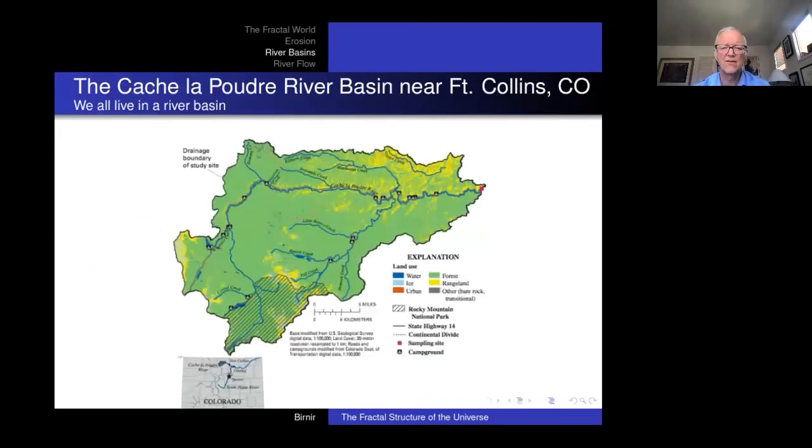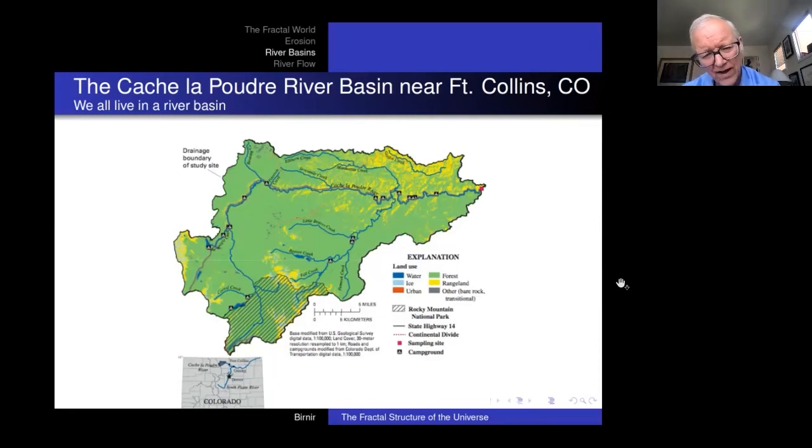So we all live in a river basin, and these rivers will carve the whole surface into basins. So there's a separation, the continental divide of a basin, basically, that separates one basin from another. This is the Cache la Poudre River Basin near Fort Collins in Colorado. There's a reason why I like to start with Colorado.